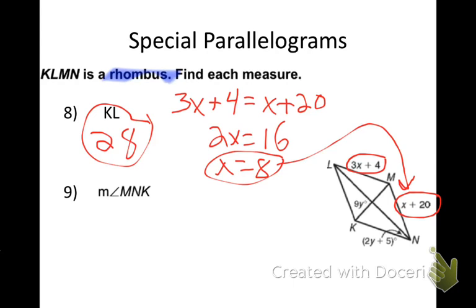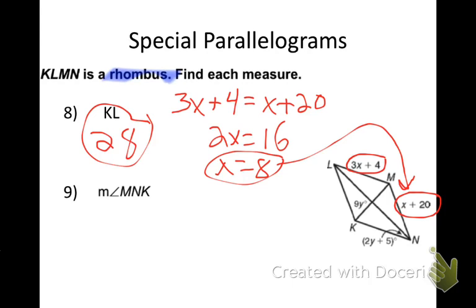A lot of students want to look at this one and they say, hey, 9y and 2y plus 5. And what do they want to do? They want to set them equal. Do we though? No, they're not the same. Now this is a little bit tougher here. I need you to pay attention. I cannot set them equal to each other. They're not going to be equal to 180. They're not supplementary.